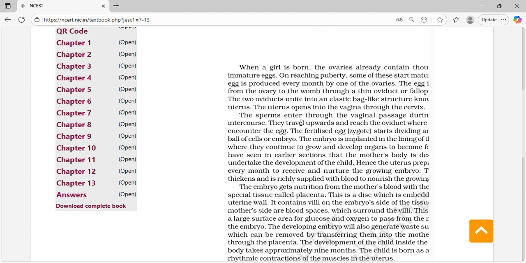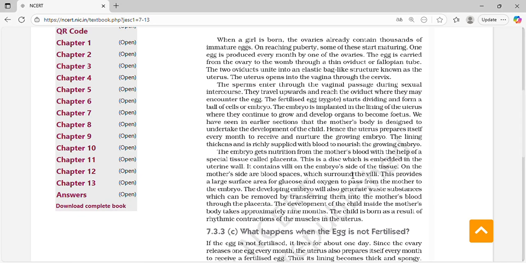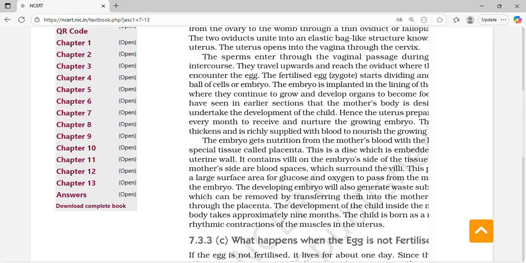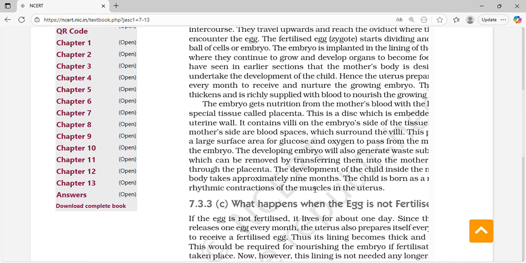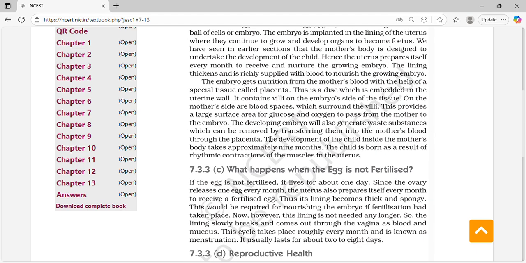The embryo gets nutrition from the mother's blood with the help of a special tissue called the placenta. This is a disc which is embedded in the uterine wall. It contains villi on the embryo's side of the tissue. On the mother's side are blood spaces which surround the villi. This provides a large surface area for glucose and oxygen to pass from the mother to the embryo. The developing embryo will also generate waste substances, which are removed by transferring them into the mother's blood through the placenta.